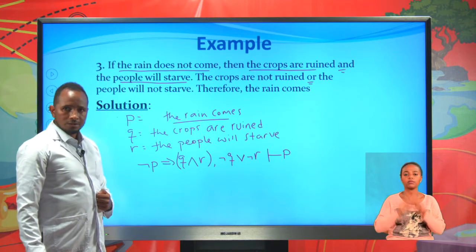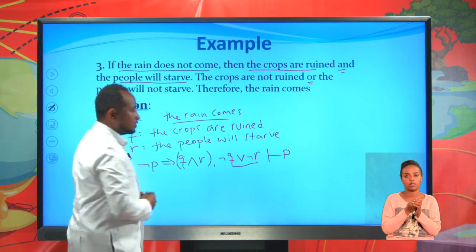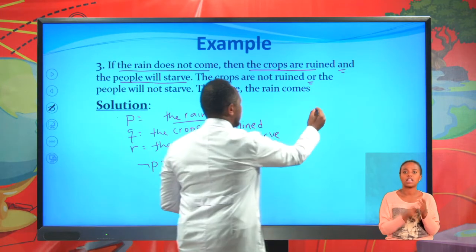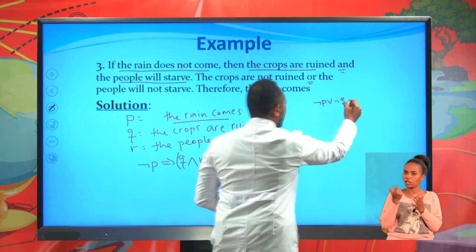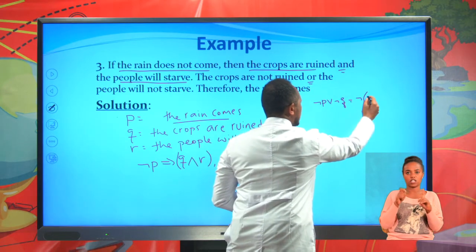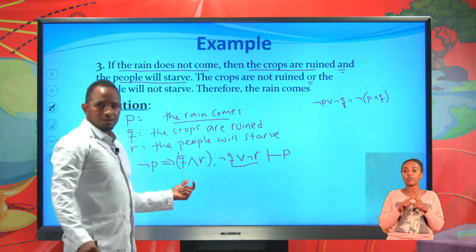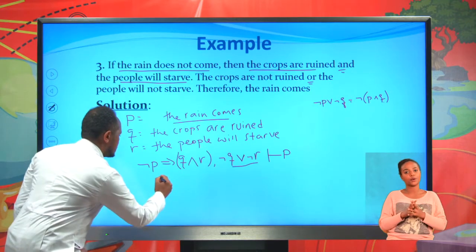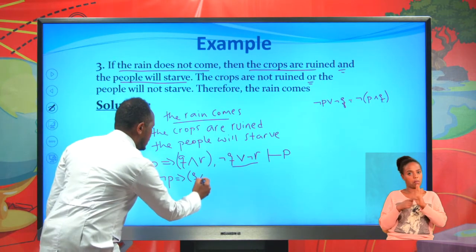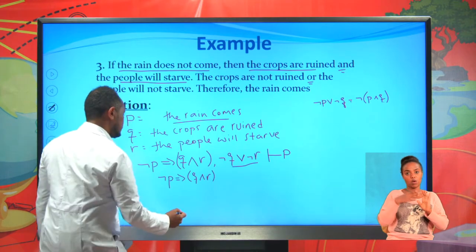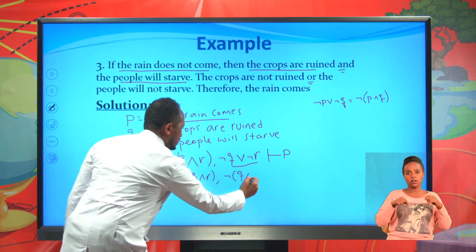Now to test its validity, let's use one property, De Morgan's law. Negation of P or negation of Q can be written in this form. You can take negation as a common and you convert or into and. I can write in this form. Therefore, let me write this in another form. Negation of P implies Q and R. Let me write this one in this form. Negation of Q and R.